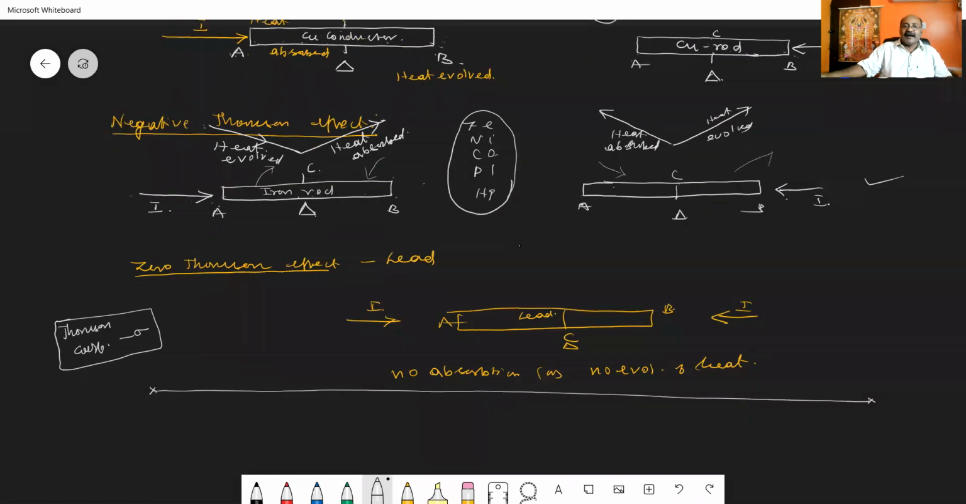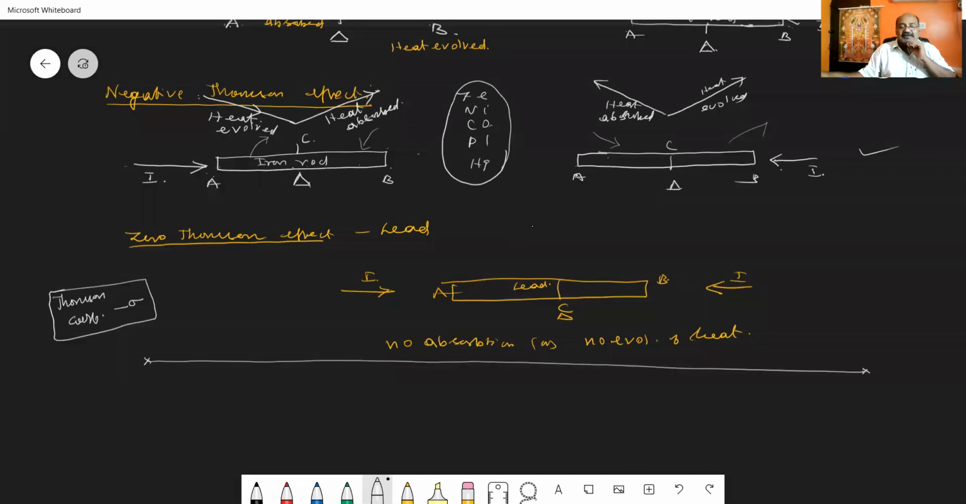Another one we are considering is the zero Thomson effect. Zero Thomson effect is exhibited by only one material, called lead. So lead is the only material which produces the zero Thomson effect. In that case, when you consider lead of length AB, and the center point C is heated, after that, if you are supplying electrical current, there is no absorption of heat energy or evolution of heat energy throughout its length. Such a type of Thomson effect is called the zero Thomson effect. Hope you have understood.